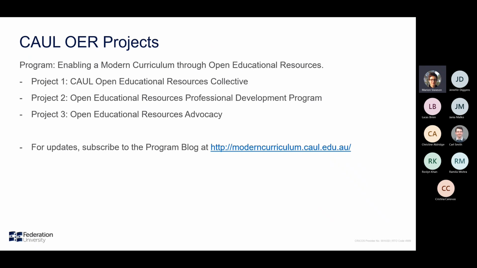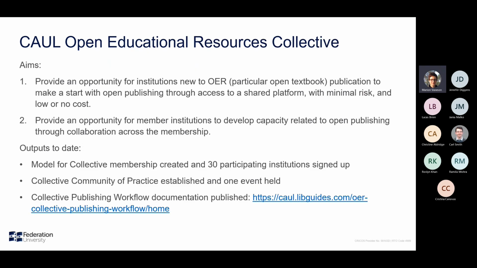And so the first one is the Open Education Resources Collective, which is basically a group that is being put together to enable a range of higher education institutions who are mostly fairly new to OERs to make a start with open publishing through access to a shared platform. So the goal of this is to publish open textbooks, and it is just open textbooks, and to allow people who don't have a lot of experience or can't afford to purchase the infrastructure to participate in quality infrastructure.